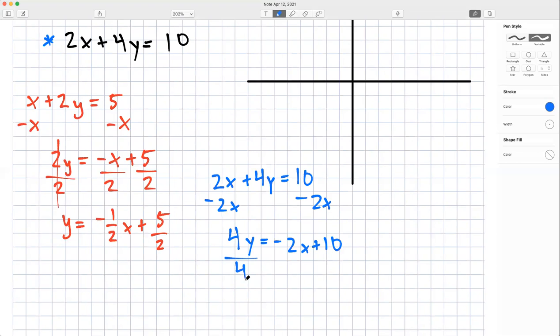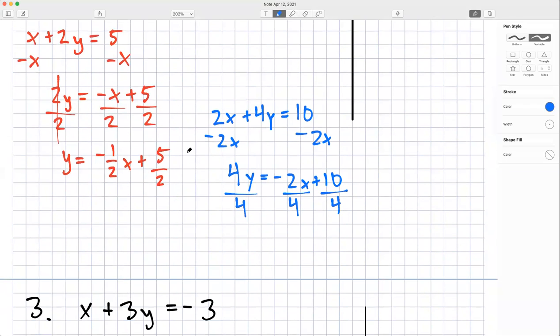And then we're going to divide all sides, or each side, by 4. Each term by 4 on that right side. Okay, so 4's cancel. Y equals negative 1/2 x plus what? Well, this simplifies to 5/2 because we can divide both the top and the bottom by 2. So plus 5/2.